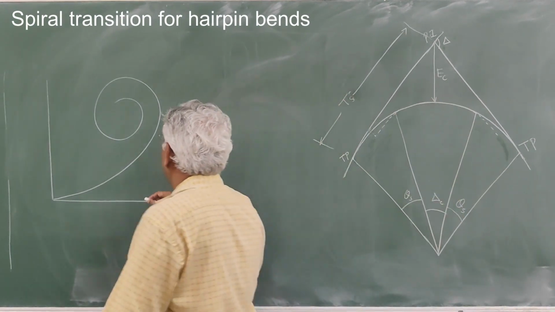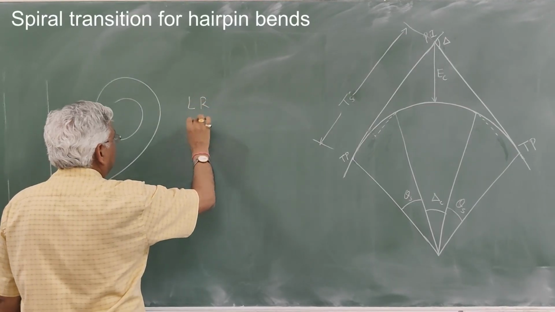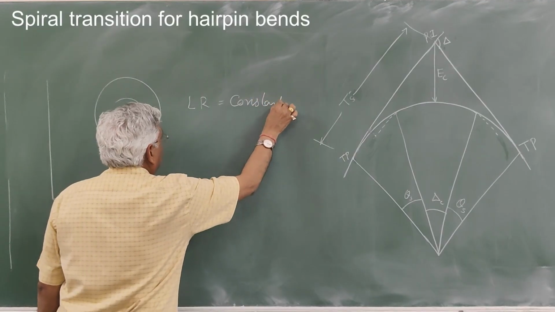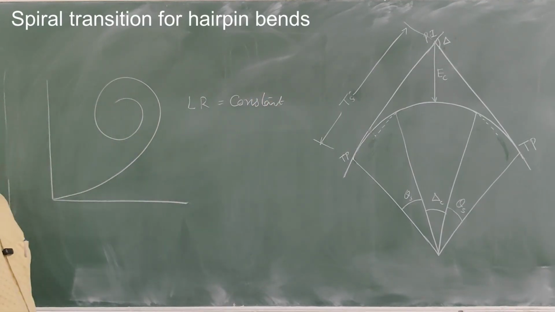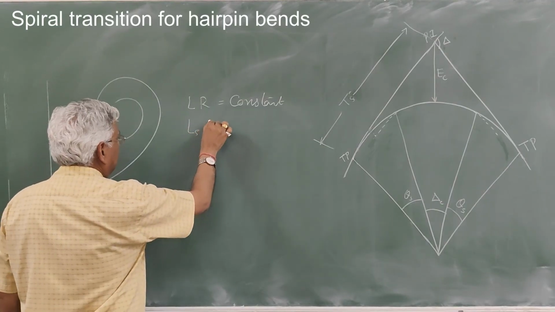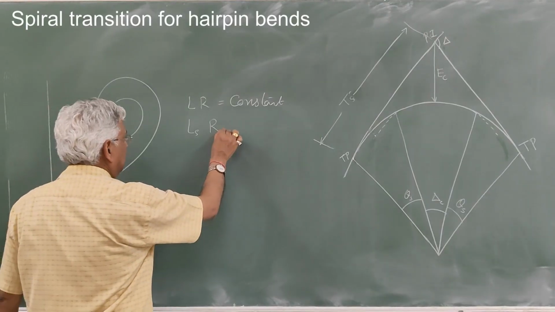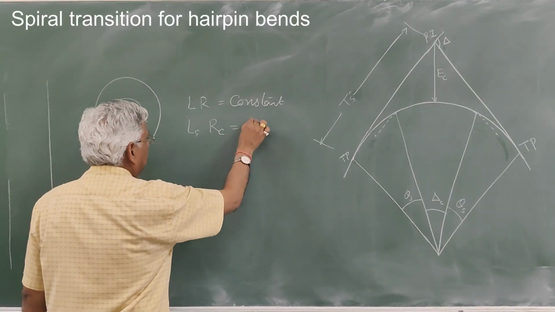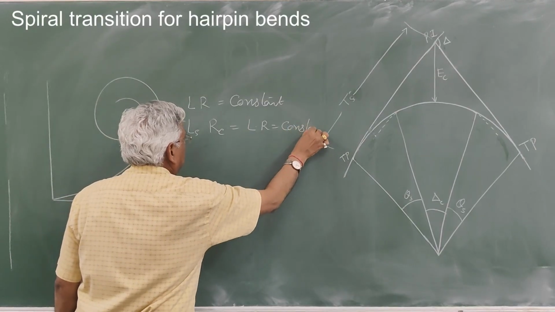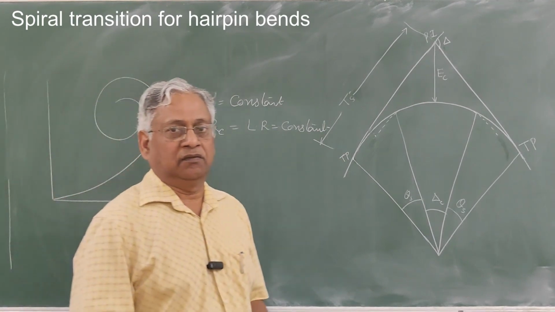So at any length L, if the radius is R, then R into L is constant. That is the property, or the equation, of a transition. If the length of transition is, let us say, Ls, at the end of the transition there will be a circular curve. So if the radius of the circular curve is Rc, then Ls into Rc is equal to L into R, a constant. This is the governing equation for a spiral transition curve.